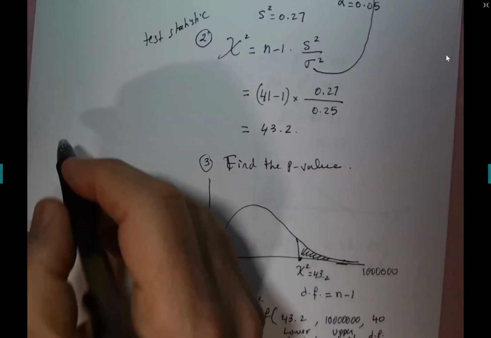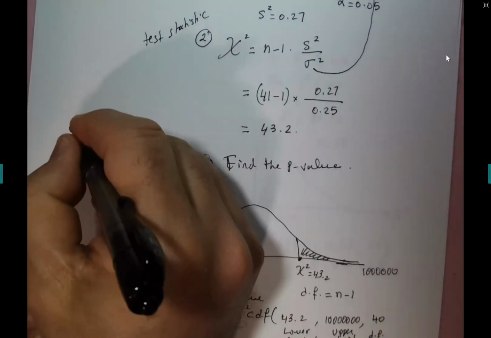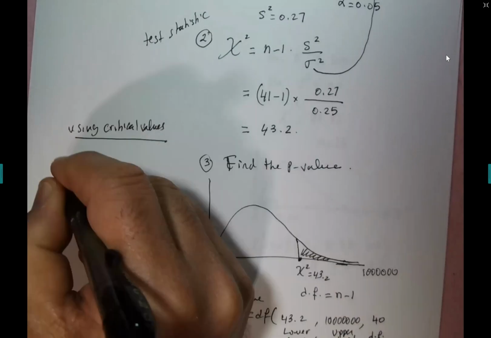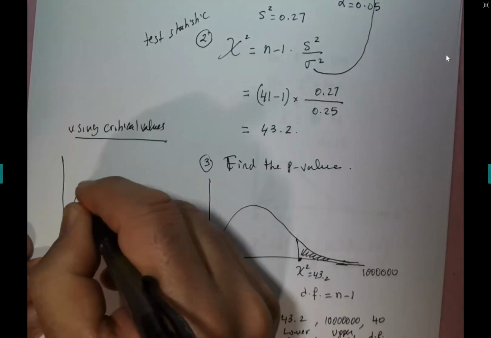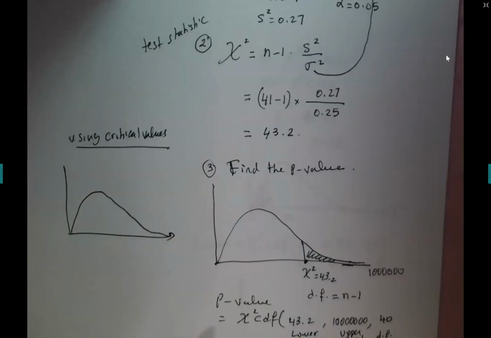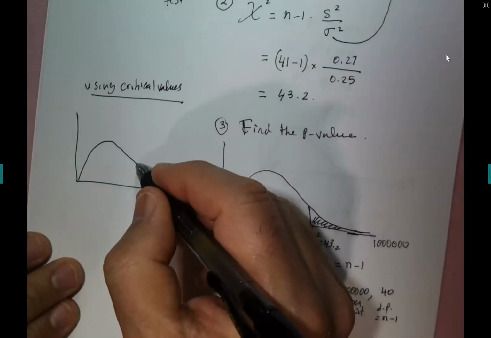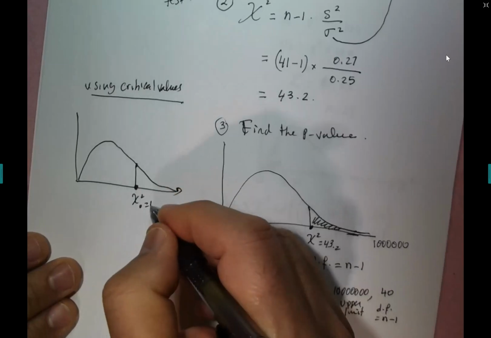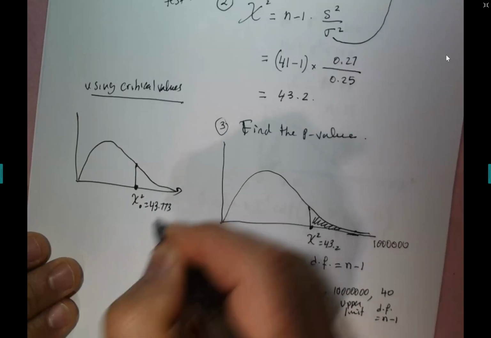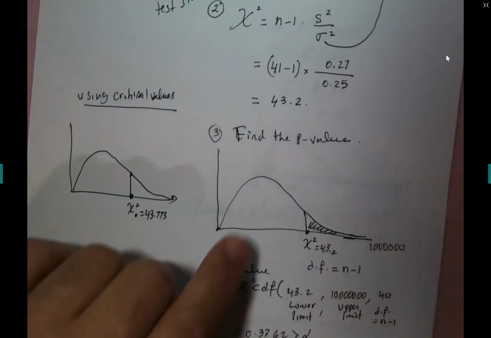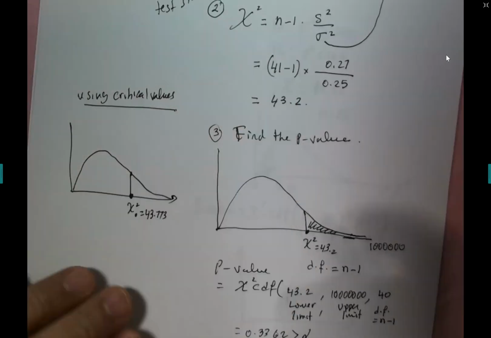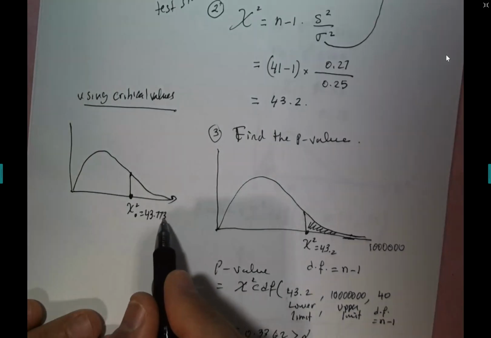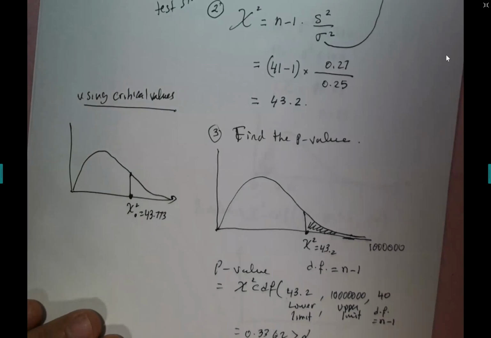Here's another step 3, using critical values. Scoot the curve. 43.773, just put it on the right. This is called the critical value, chi-square alpha. All right, what's the test statistic, guys? 43.2. If you place it on the number line here, would it be to the right of 43.773 or to the left of 43.773?